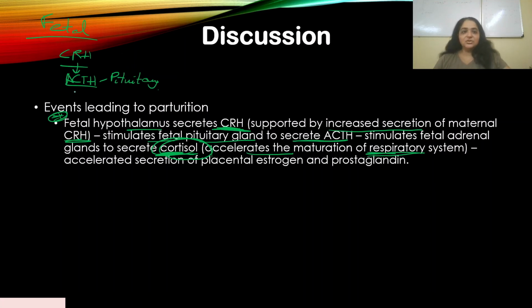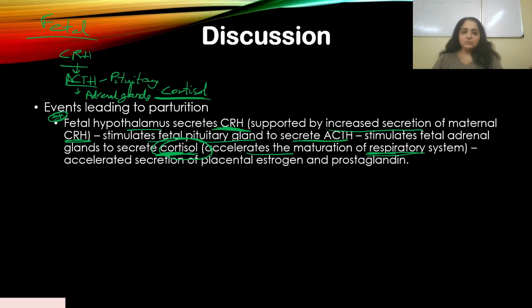So ACTH then signals the adrenal glands to secrete cortisol. Now what does this cortisol do? It matures the respiratory system.